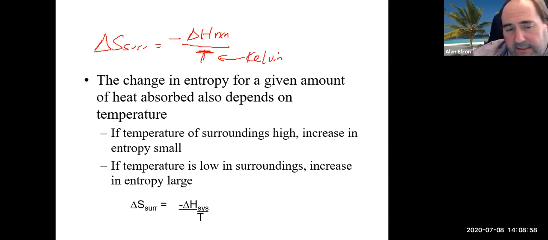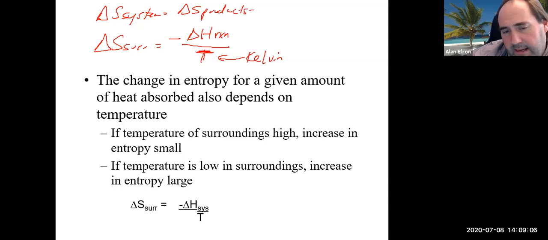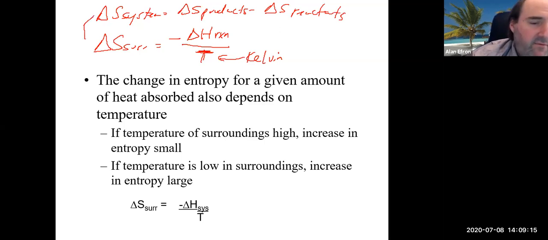To calculate our ΔS of the system, it is our ΔS of our products minus the ΔS of our reactants. And these are the two things that, if we add them together, will allow us to get our ΔS of the universe, which we can use to determine whether or not a reaction would be spontaneous. Any questions on that?